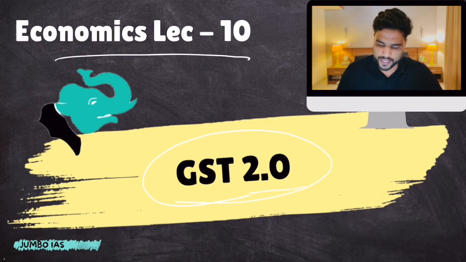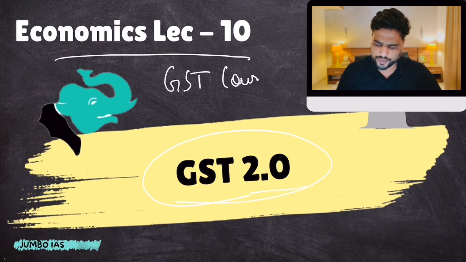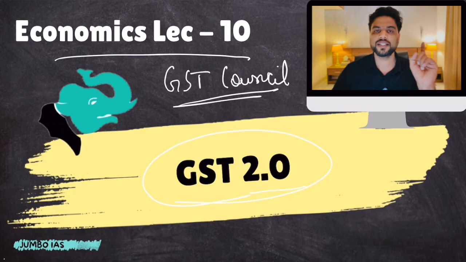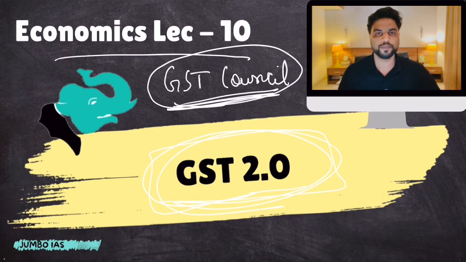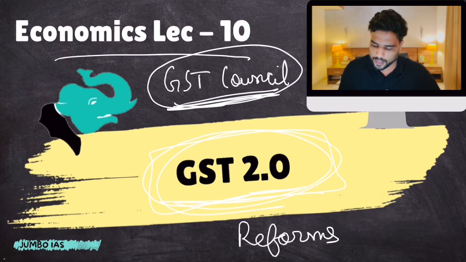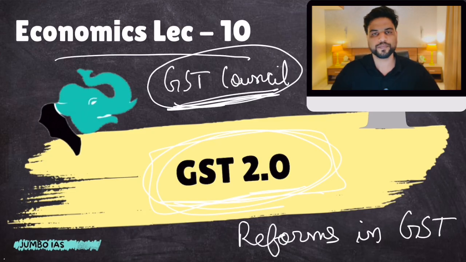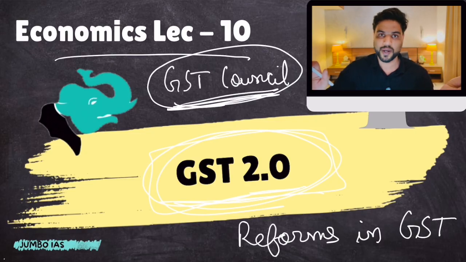Now, in the recent meeting of the GST Council, 52nd or 53rd meeting, and the GST Council is the highest decision-making body with respect to GST. So this decision of launching GST 2.0 was taken in the GST Council. So in its latest meeting, the GST Council launched GST 2.0. And I told you that GST 2.0 is nothing but reforms in the earlier GST regime. So let's talk about GST 1.0 first, and then we'll talk about the reforms, the upgradations made to the previous GST regime. So first, let's focus on the previous GST regime.